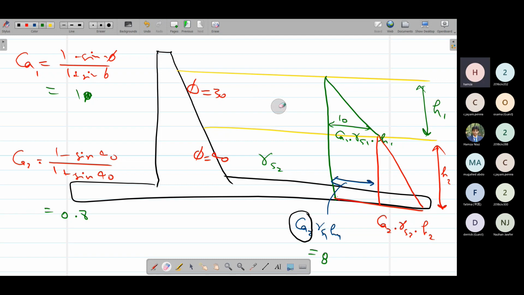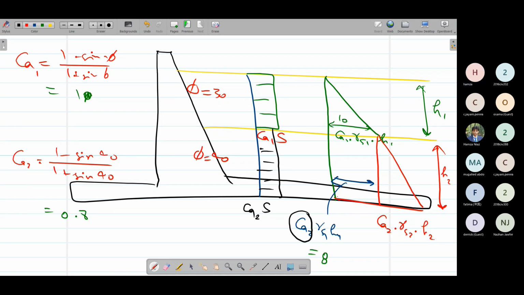And this was for the soil. For the surcharge, it is a similar procedure. For example, this is Ca1 times S, and for the bottom layer, it would be Ca2 times S. So for whichever layer we are calculating, use the Ca value for that layer only. Okay, so this way we can get this.